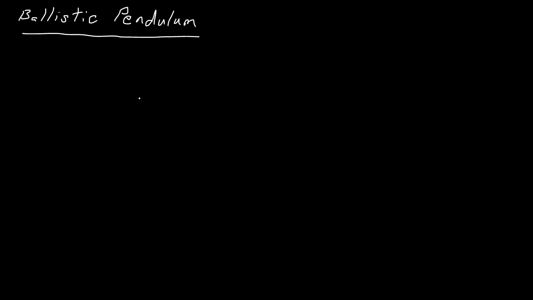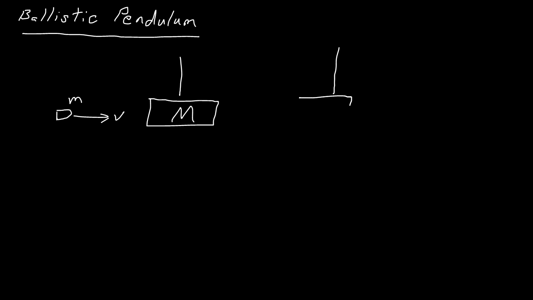Let's take a look at a more complex example using energy and momentum together, the ballistic pendulum. I'll draw a simple pendulum here, big mass M. Now I'm going to shoot a projectile like a bullet at a velocity v into the ballistic pendulum, little mass m. Now this will be a completely inelastic collision.